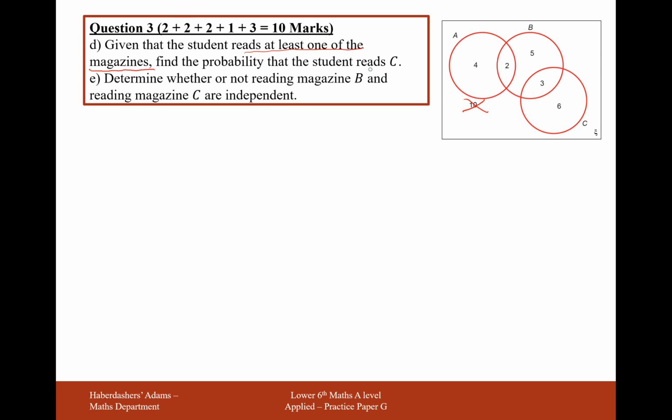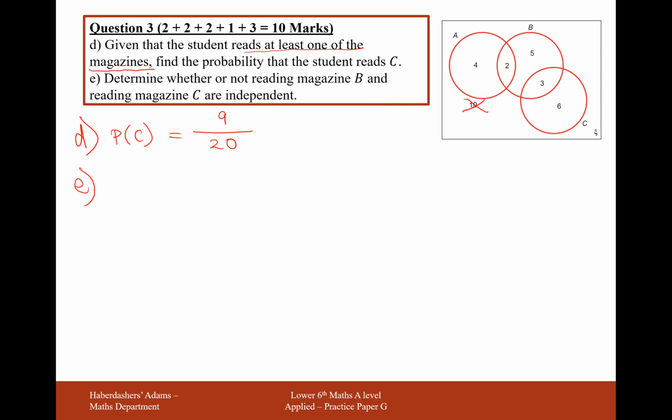Find the probability that the student reads magazine C. So the probability that someone reads magazine C is 9 out of, now we're only looking at the people who read at least one magazine, so in that case we've lost 10 people, so now our probability is only going to be out of 20 people. So it's the probability of reading C given that they read at least one magazine.